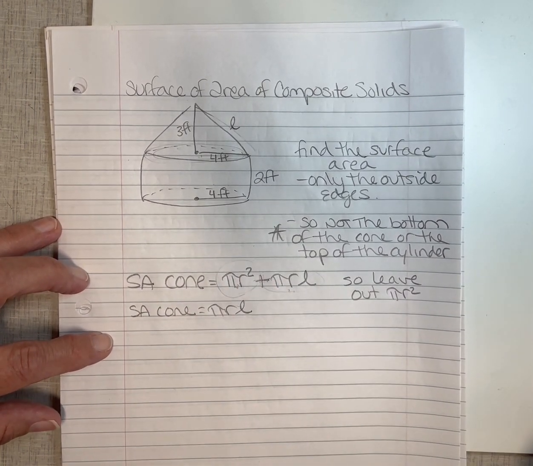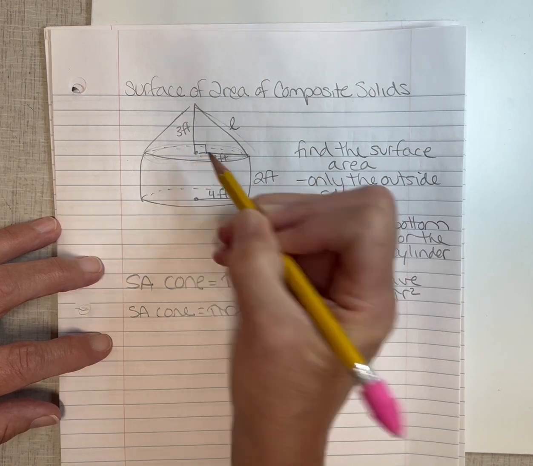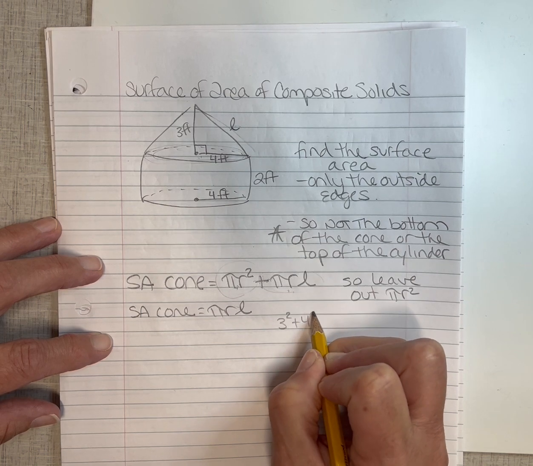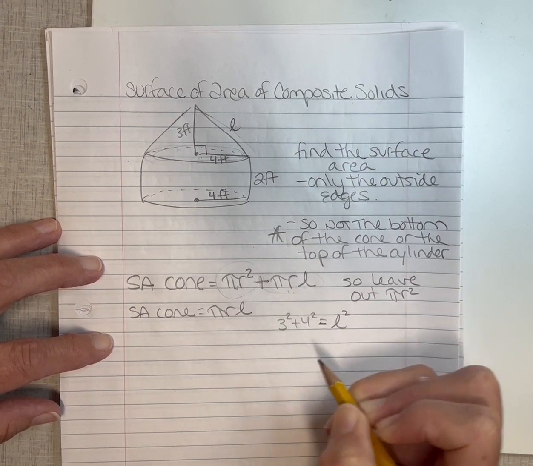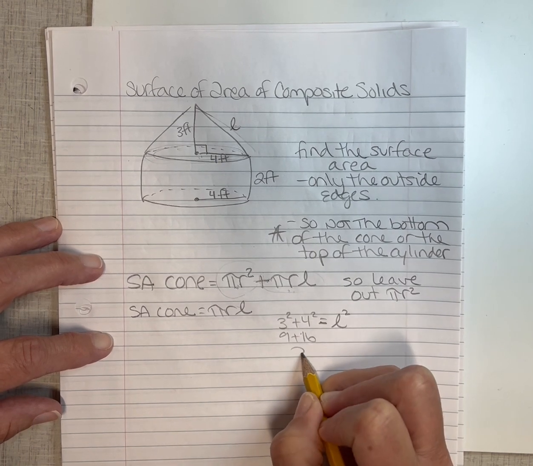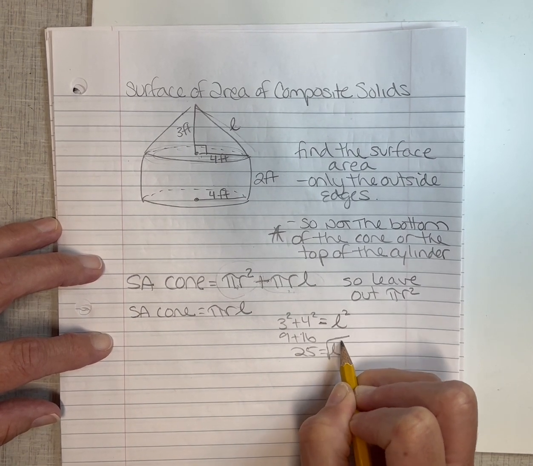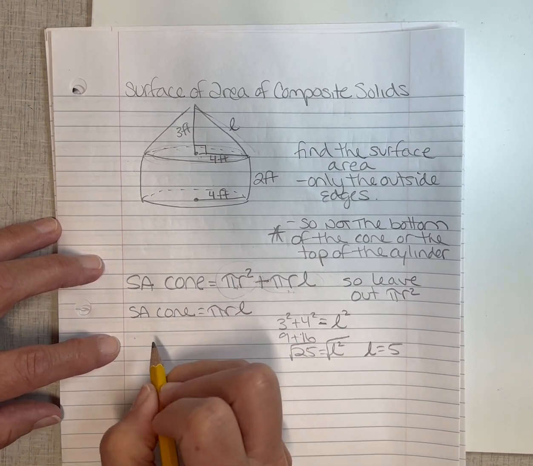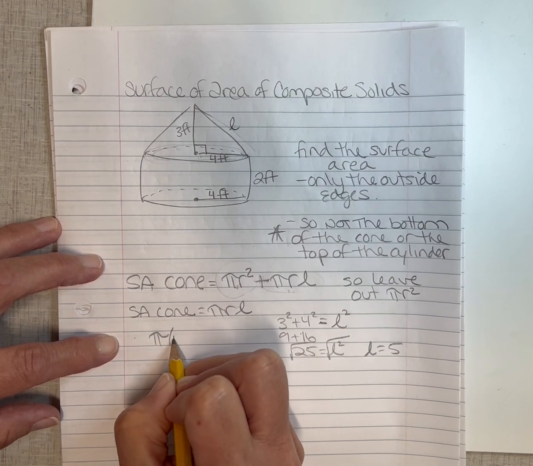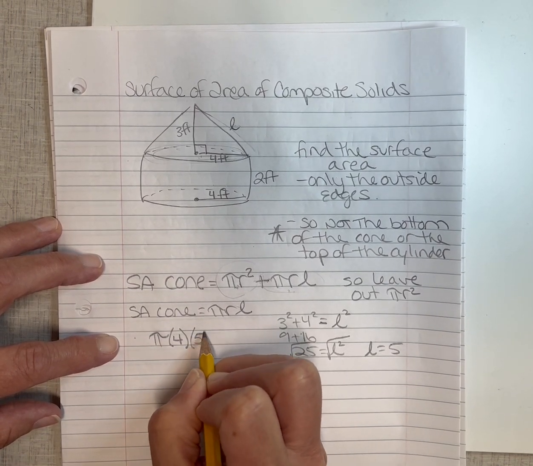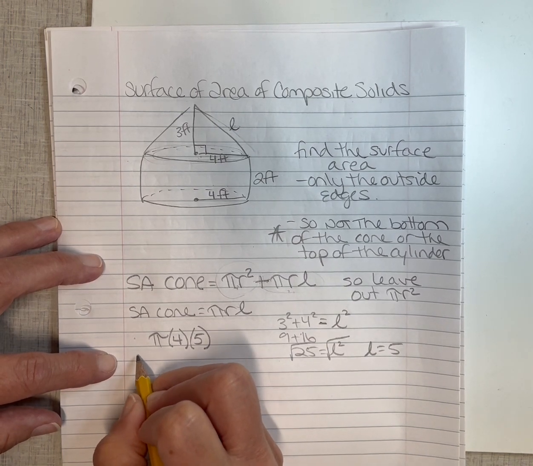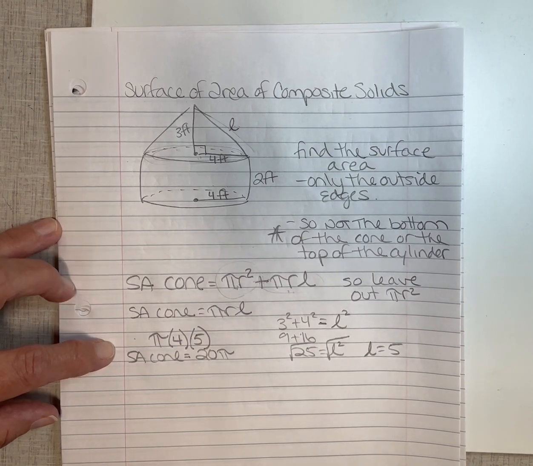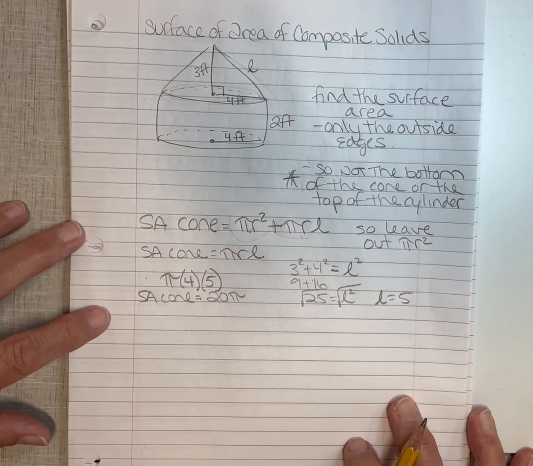Now I want you to look at that triangle up there. This is going to be a right triangle. We need the slant height though, so you're going to have to do Pythagorean theorem in order to find that slant height. Get 9 plus 16 or 25, and if we square root both sides, slant height would have to be 5. Okay, so surface area of the cone is going to be pi times the radius, which is 4, times the slant height, which is 5. So surface area of the cone is 20 pi. I'm going to leave it in terms of pi, just makes it a little bit easier to work with later.